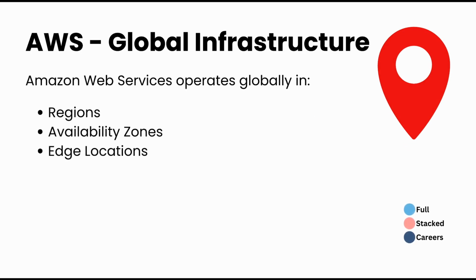The AWS global infrastructure operates globally in regions, availability zones, and edge locations. Regions are physical locations around the world, each containing multiple data centers. Availability zones are isolated locations within a region, which ensure redundancy in the event of any disaster. Edge locations are part of AWS's content delivery network. For example, Amazon CloudFront is a service that uses edge locations to serve content with low latency. A key exam tip is that AWS always designs for fault tolerance and high availability using these infrastructure components.